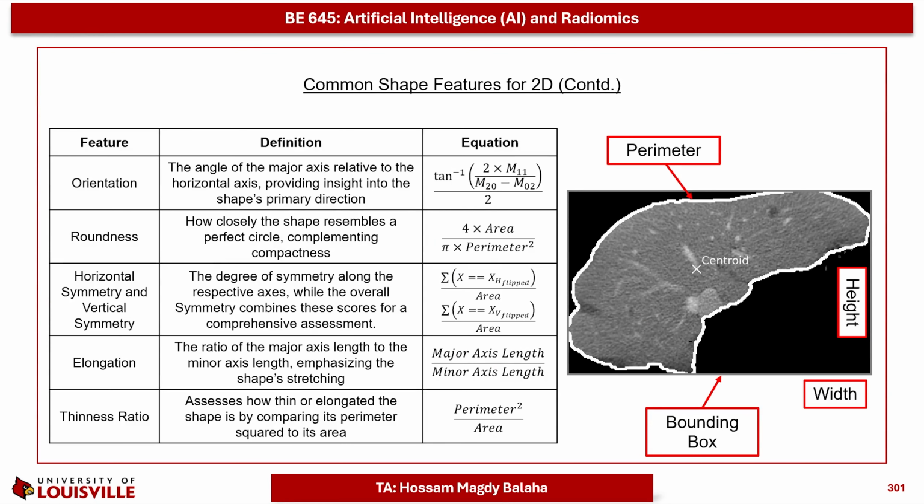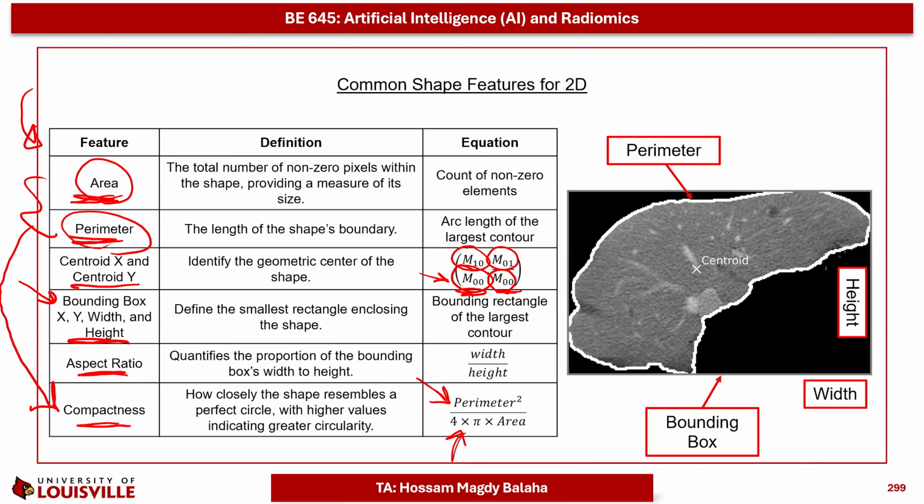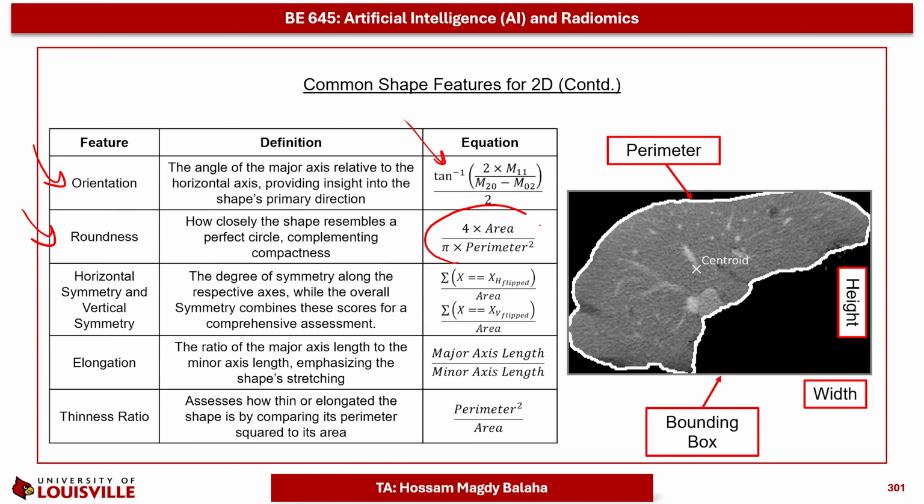The next 5 features are orientation, and here we are getting the angle of the major axis relative to the horizontal axis, and this will provide insight into the shape's primary direction, and you can use this formula. The roundness, and here we are measuring how closely the shape resembles a perfect circle, and this feature is complementing the compactness. If you notice here, the compactness has this formula, while the roundness has this formula.